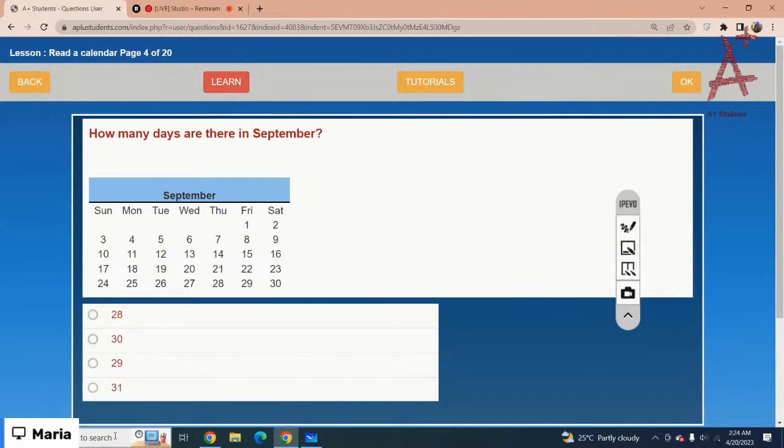How many days? 30 days. You can see here from 1 to 30. That means September has 30 days. Got it?